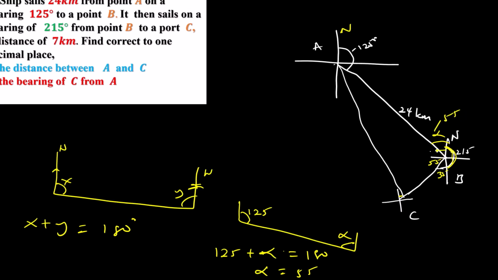So we know this side is 90. So 55 plus what value will give us 90? So this side is 35. So 35 plus 55 will give us 90. It means at B, we form a right angle there.